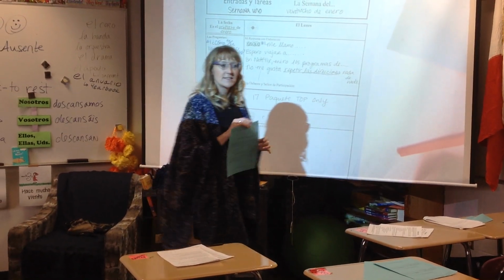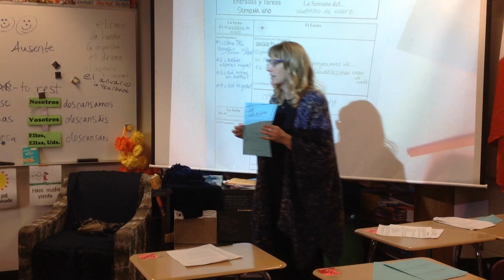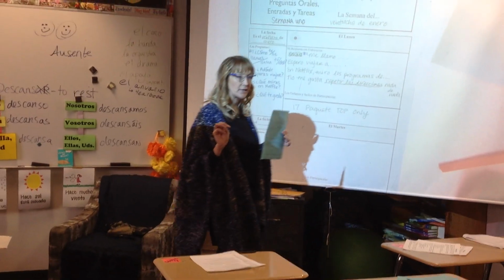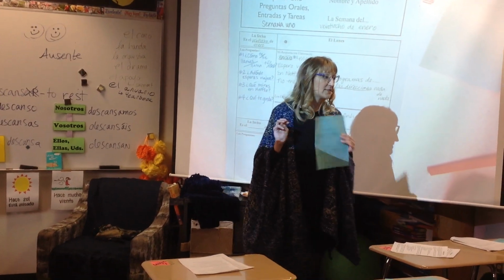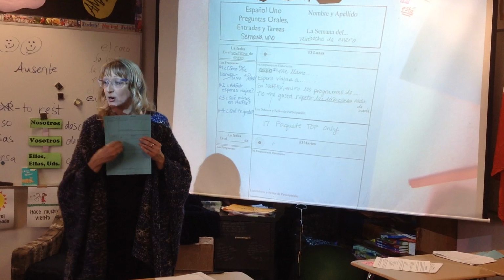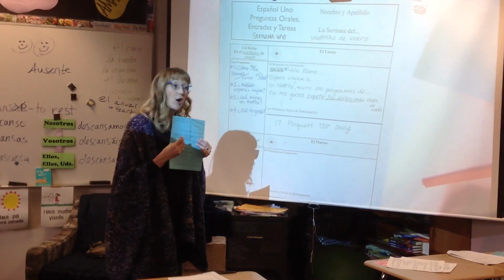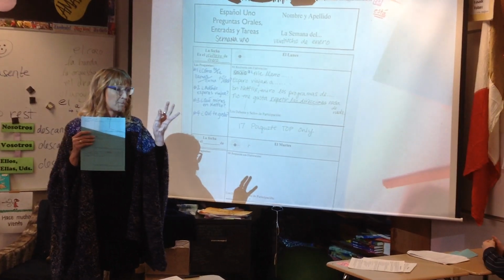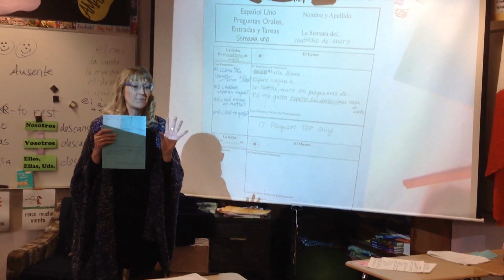Participation sheets are only going to be checked once a week on Fridays. When are these going to be checked? Every single week? Fridays. You're going to turn this in, and I'm going to put in your grade for participation on the entry tasks and homework. And in Skyward, all it's going to say is Semana Uno, participation and homework. And then you'll have a grade for it.